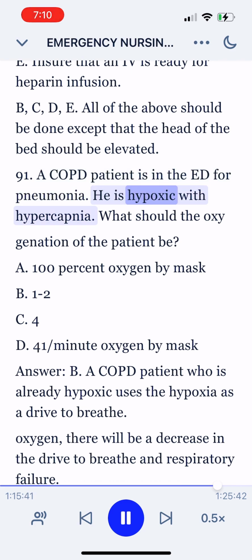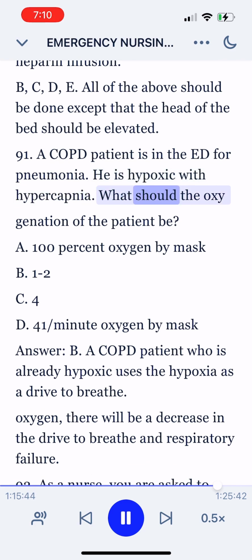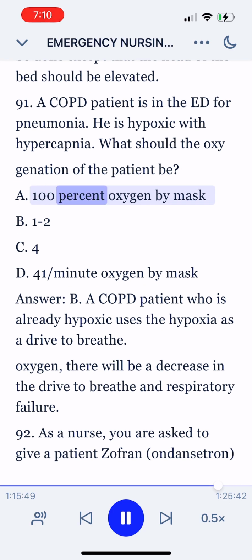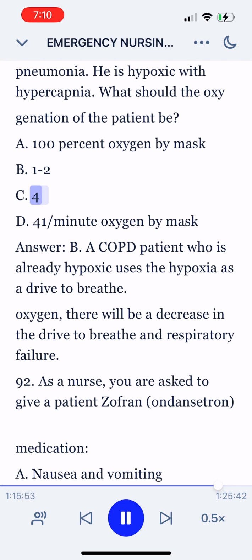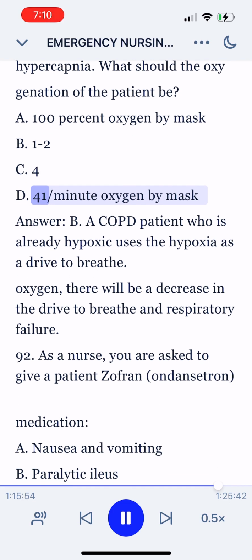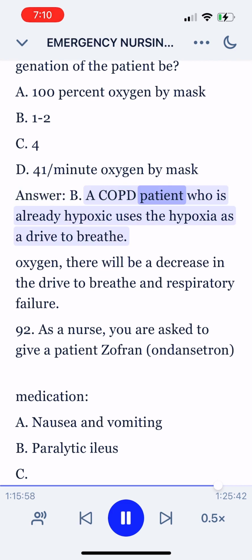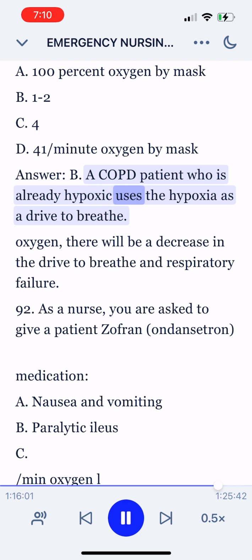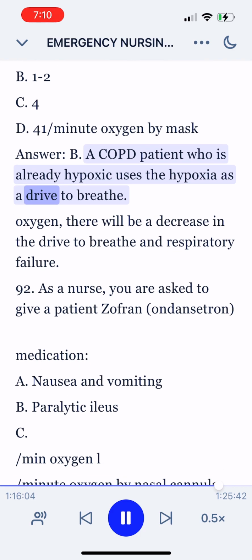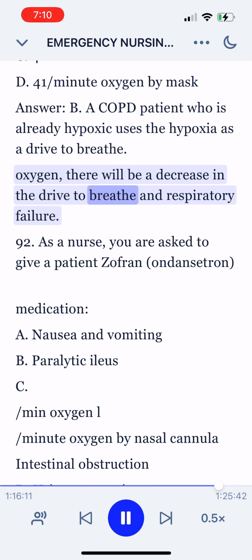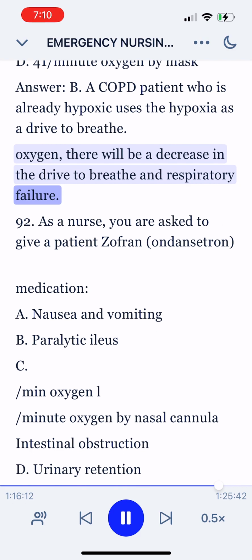91. A COPD patient is in the ED for pneumonia. He is hypoxic with hypercapnia. What should the oxygenation of the patient be? A. 100% oxygen by mask. B. 1-2 L/minute oxygen by nasal cannula. C. 4 L/minute oxygen by mask. Answer B. A COPD patient who is already hypoxic uses the hypoxia as a drive to breathe. Too much oxygen will cause a decrease in the drive to breathe and respiratory failure.